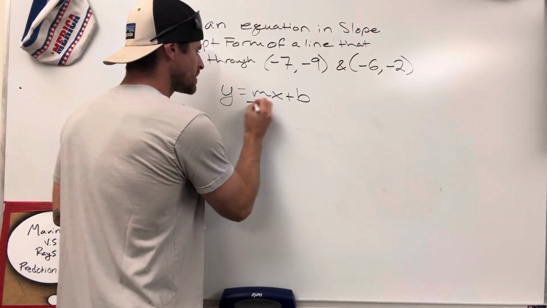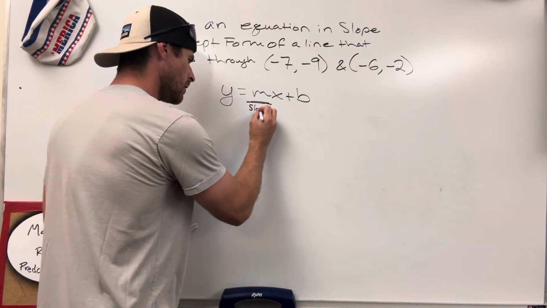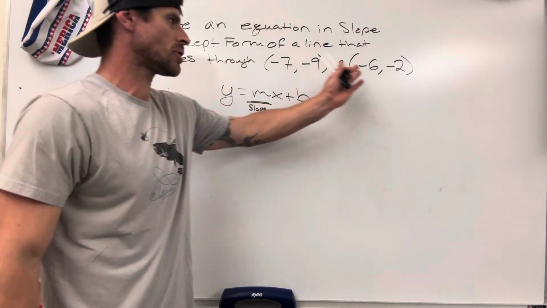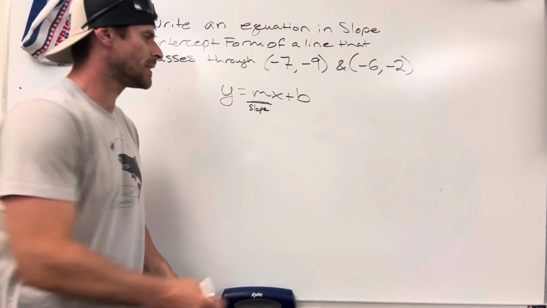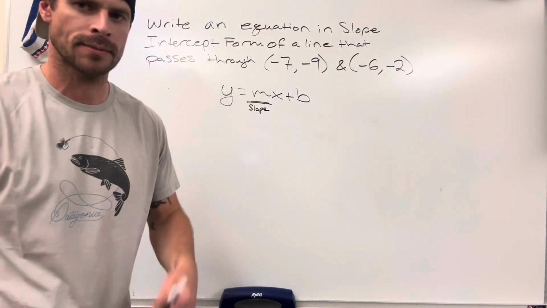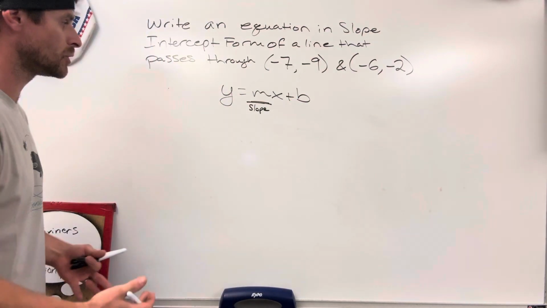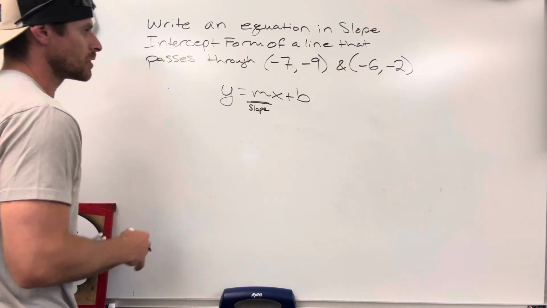So if we can find this part right here, our slope, this is great, and that's where you're going to start. That'll be one of the first skills you learn. But then how do we find the b, the y-intercept? I'm going to show you in this video. It's quite simple to do. There's a couple different ways to go about it, but I'm going to show you the way that I like.